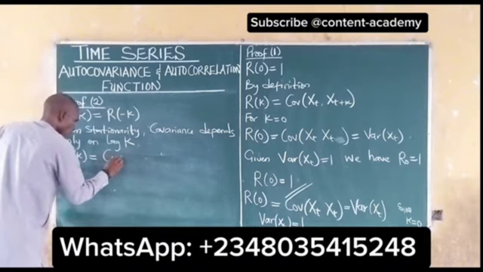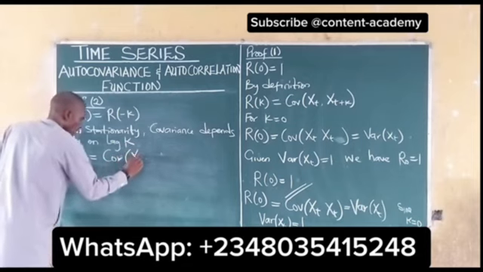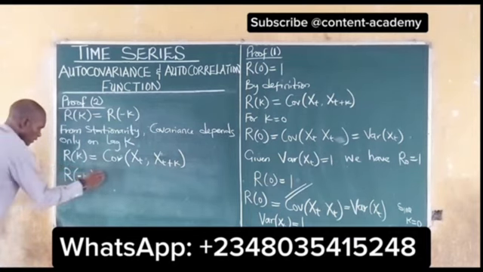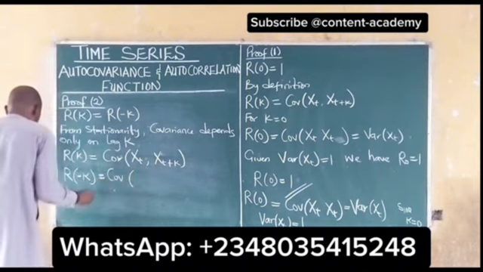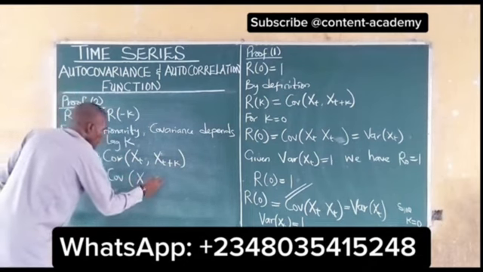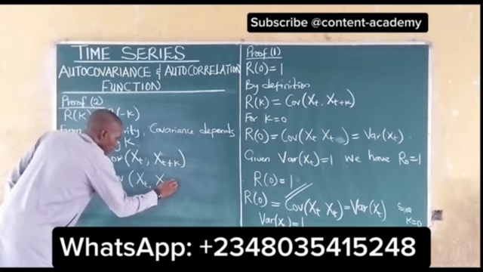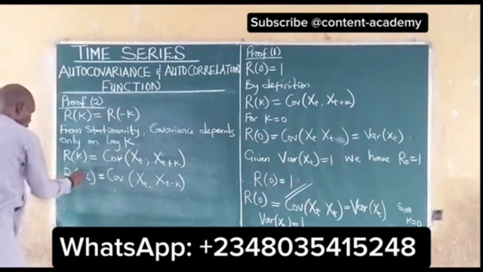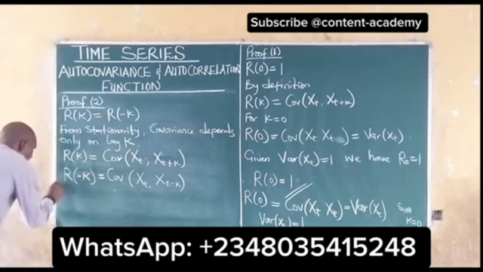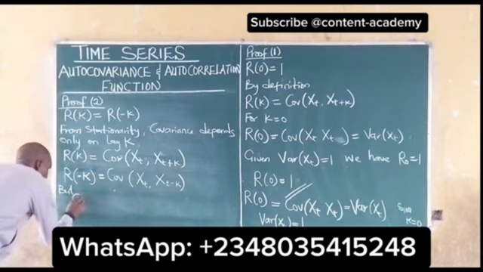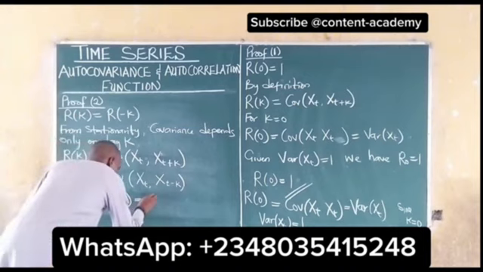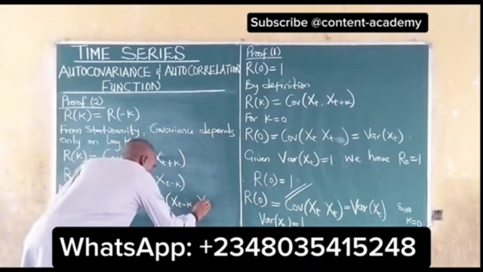So our R_k can give us the covariance of x_t, x_{t+k}. Also, R_{-k} is equal to the covariance of x_t and x_{t-k}, since this can move over to this side. So if this is equal to this, it means that we can say both the covariance of x_t and x_{t-k} is equal to the covariance of x_{t-k} and x_t.